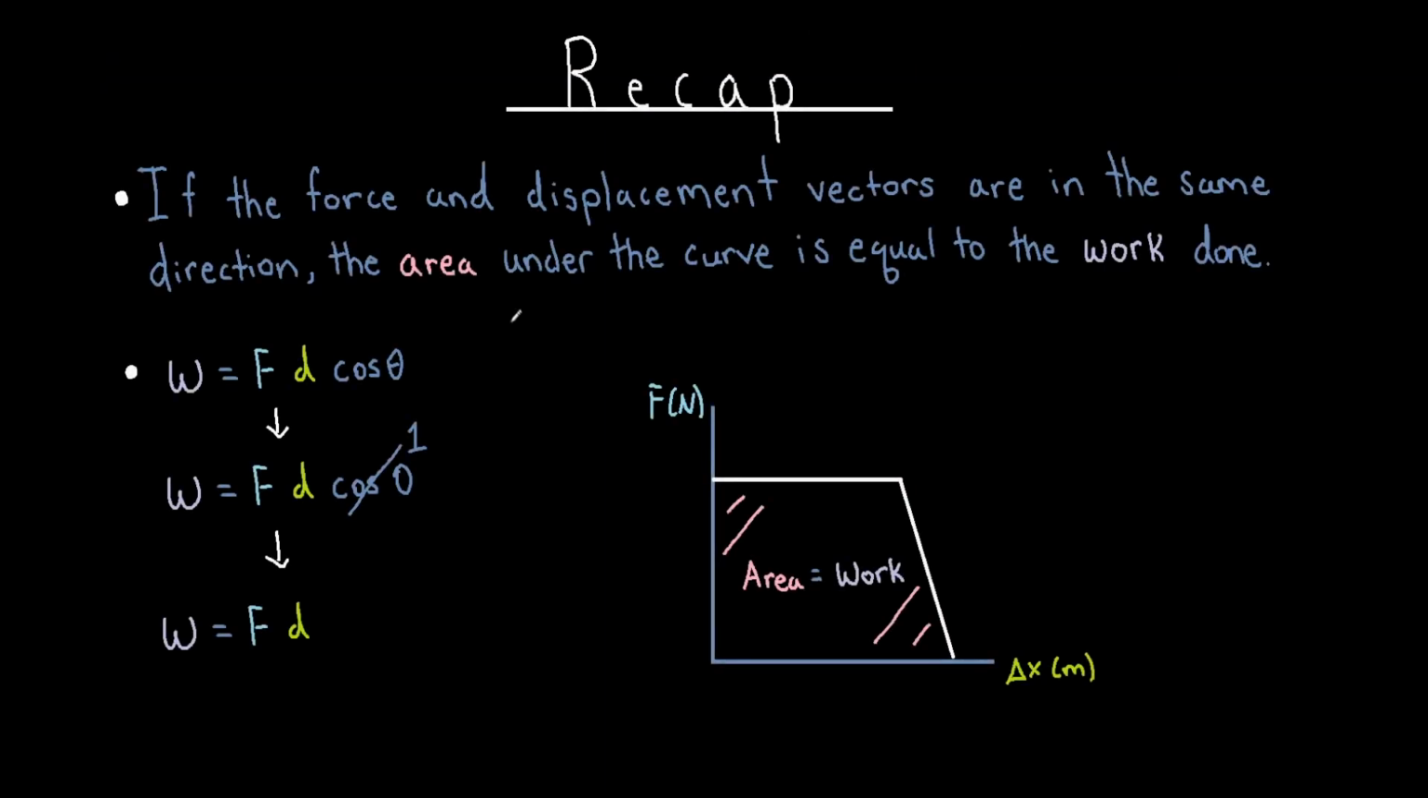So in recap, if the force and displacement vectors are in the same direction, then the area underneath the curve is equal to the work done. And if you have a constant force, then you can use this formula, W equals Fd, instead.